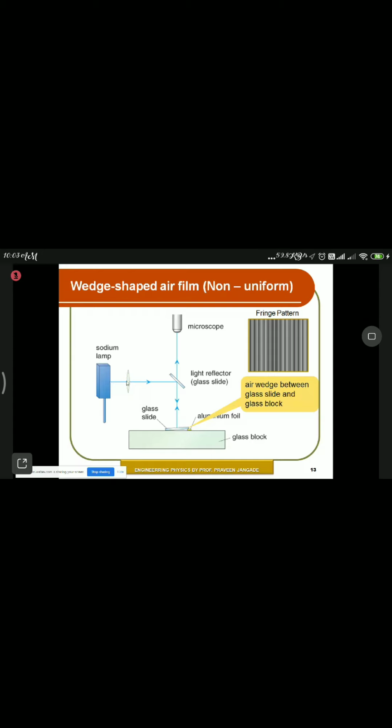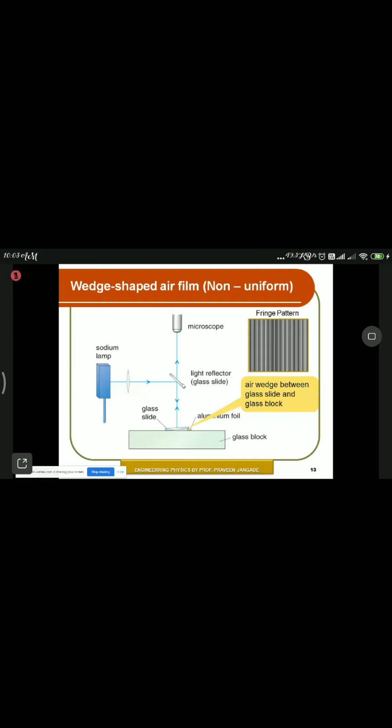Once the light gets converted into parallel form, this parallel beam of light will be incident on the glass slide, which you can see here. The glass slide has been placed in such a way that the reflected light falls exactly normal on the assembly part. It should fall normally on the assembly part. How can you make the light fall normally? For that, this light reflector or glass slide has to be kept at a 45-degree angle, so you have to maintain the angle of 45.